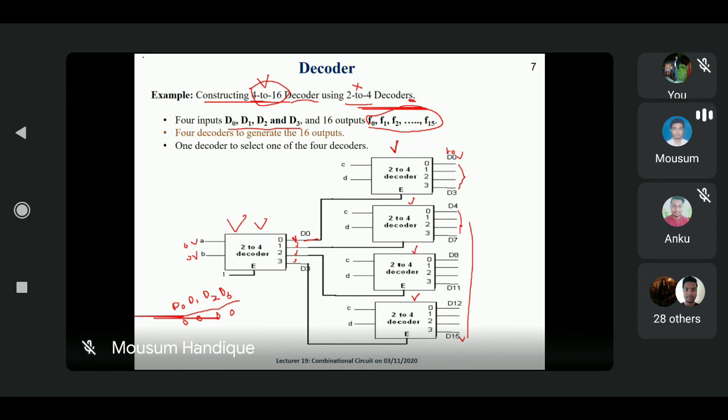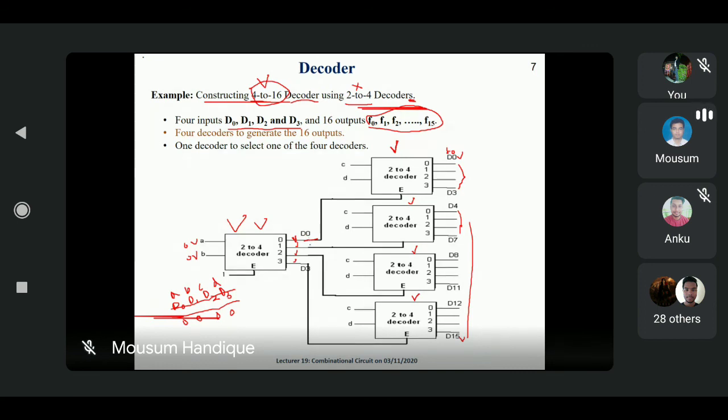Okay, and you can use it this way also. Suppose ABCD, it is better. Then see here. When AB is 0, 0, the 1, 2, 3 lines are deactive, and this particular 0 is connected. That means when AB is 0, 0, the D0 line is active. Are you getting my point?